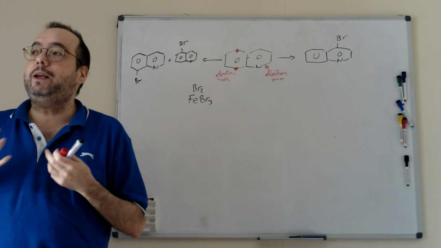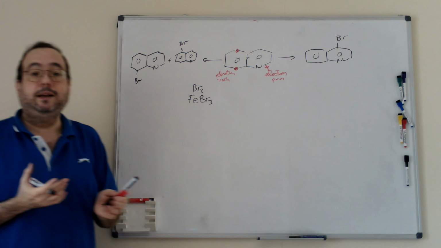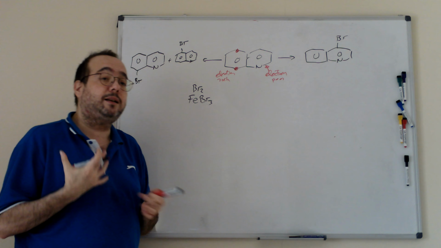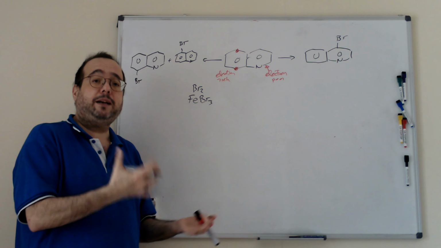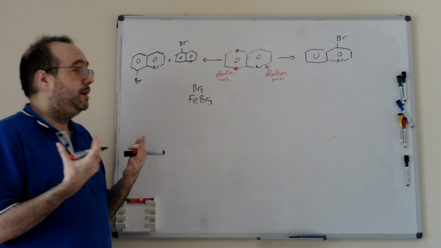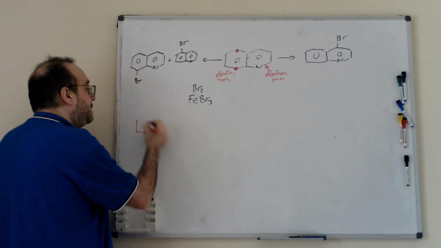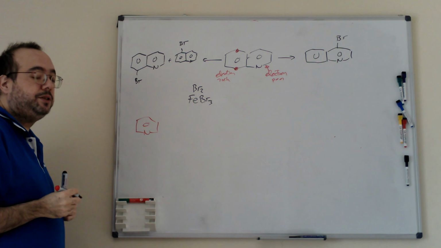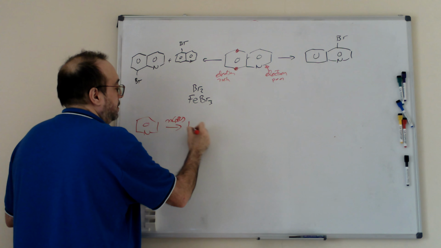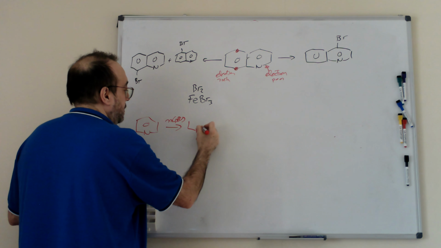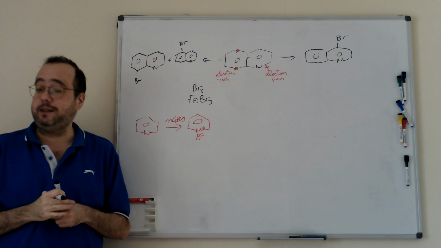Now, how can we do electrophilic aromatic substitution in the electron poor ring? And now what you have to remember is how we make pyridines appealing for the electrophilic aromatic substitution. Remember, if we have a pyridine, how do we activate a pyridine for the electrophilic aromatic substitution? Basically, what we do is make the pyridine N-oxide, isn't it?